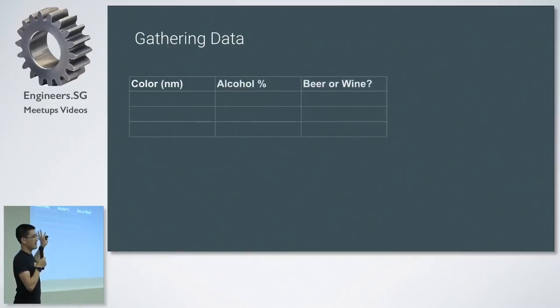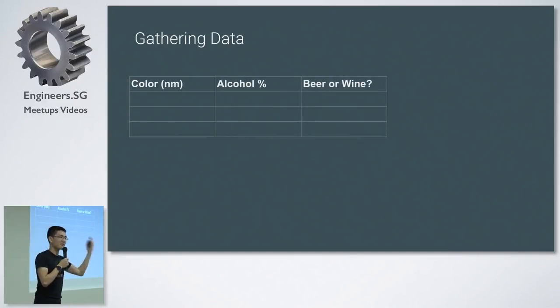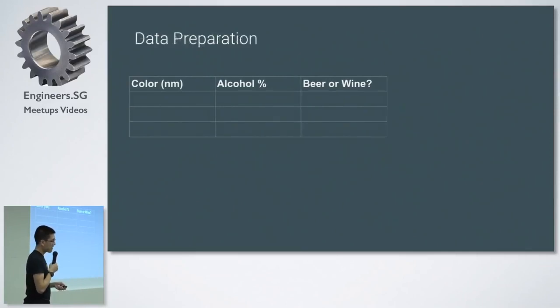This is like the simplest case. Like I said, conceptual overview. You got your color, right, in wavelength, nanometers, alcohol as a percentage, and the answer, beer or wine. And so you have your data and a label. And that brings us kind of to our second step.